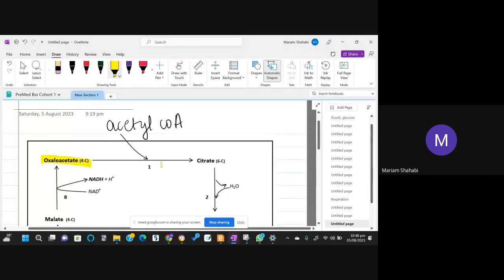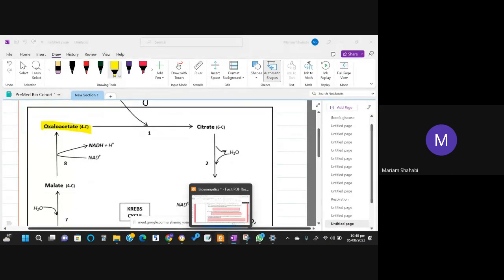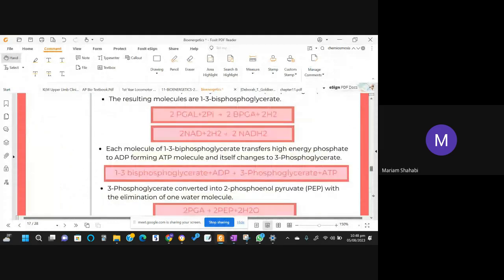Now you need to remember the substrates. So there is a mnemonic for this. I'm sure the notes will have the mnemonic somewhere. There will be some mnemonic in there.